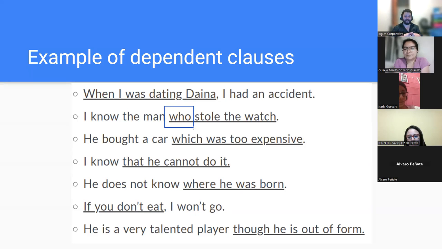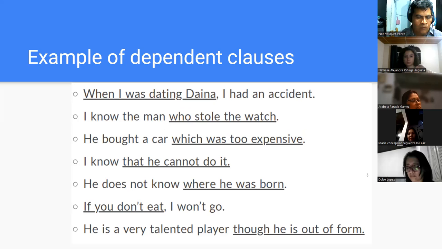Okay, so I'm gonna ask you again. How do you identify a relative clause? A pronoun. Exactly. Okay, because they will be preceded by a relative pronoun. If you see who stole the watch, right, like this, that is a relative pronoun. Which was too expensive? That is a relative pronoun, right? So this is a relative clause. Si tiene un relative pronoun, guys, it's a relative clause. Got it? Okay. Simple as that.